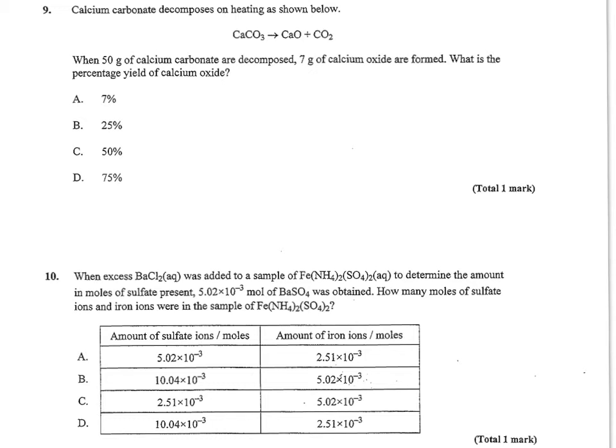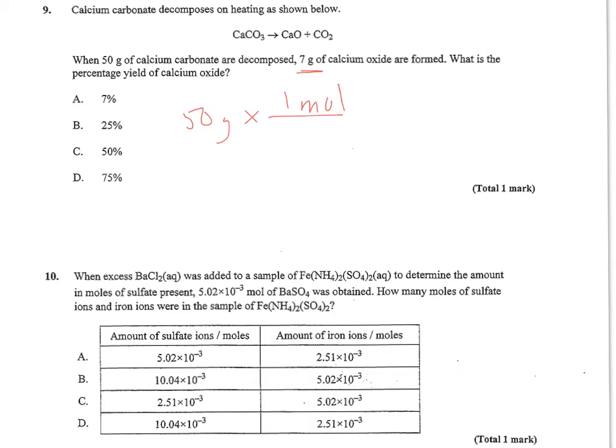So question 9, calcium carbonate decomposes on heating as shown below. When 50 grams of calcium carbonate are decomposed, 7 grams of calcium oxide forms. What's the percent yield? So this is my actual yield. What I need to know is the predicted yield. I need to convert 50 grams of calcium carbonate to moles, because that will tell me how many moles of calcium oxide I should have expected.